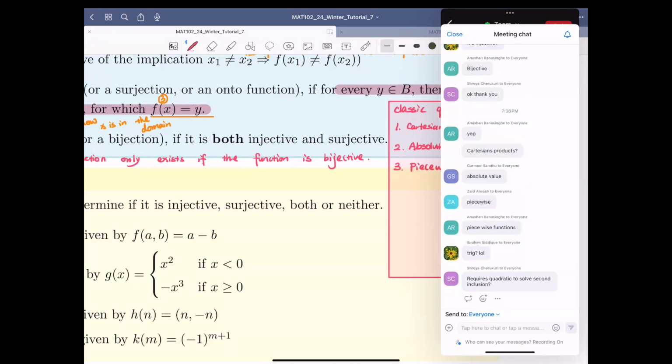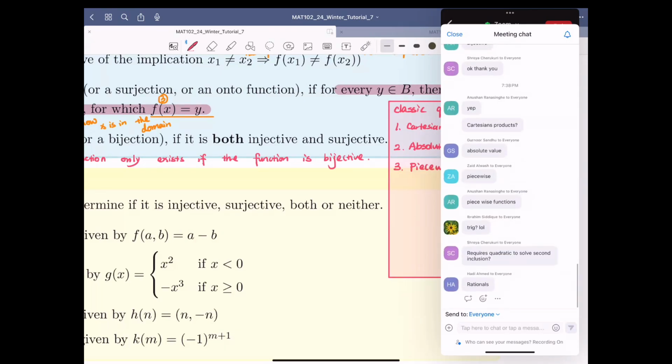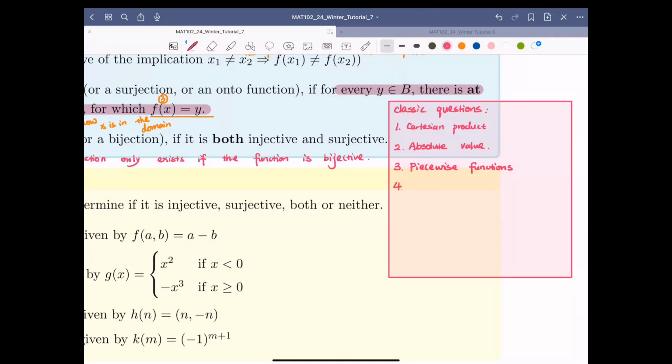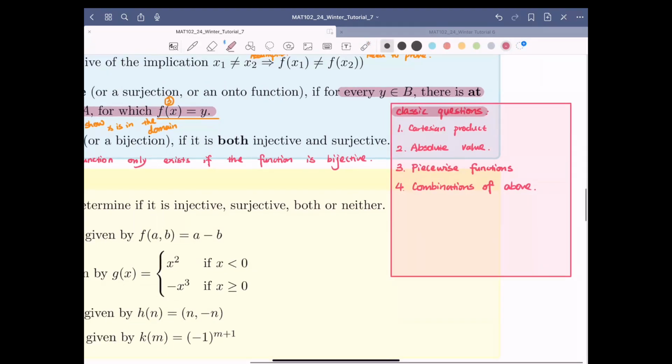Trig? No, we will barely test you on trig. Rationals? Oh, barely. Rationals are more common in image questions, like a one variable image question. 4, I'm gonna say the combination of the above. So we can put all of them together. I can have Cartesian product with absolute value. I can have Cartesian product and piecewise function. I can have all 3 together, because absolute value is basically a piecewise function. Those are the classic questions that you should be 100% sure you are very familiar and comfortable with.